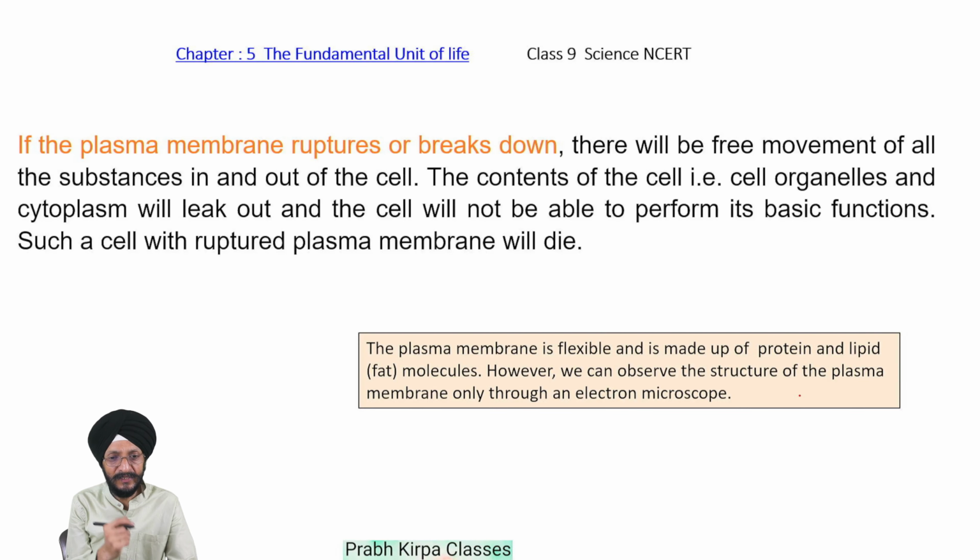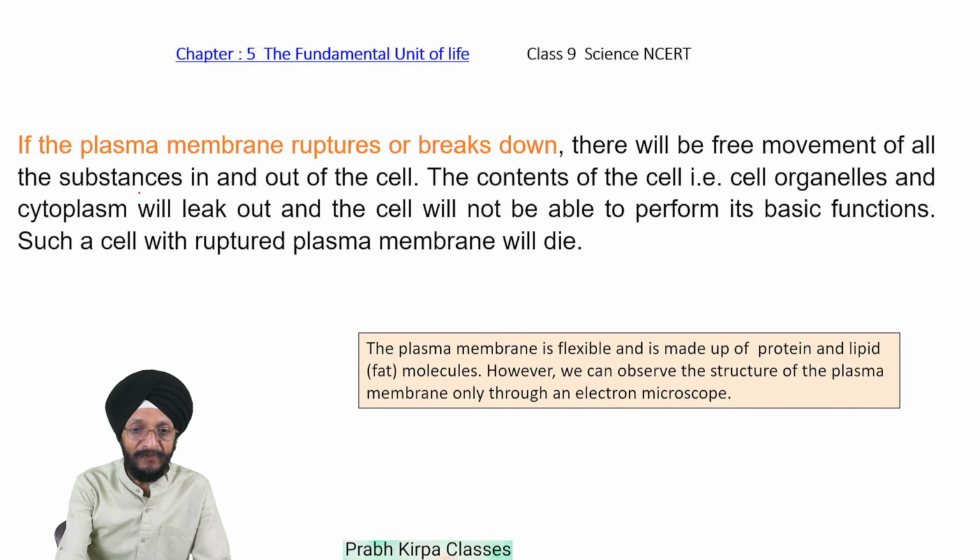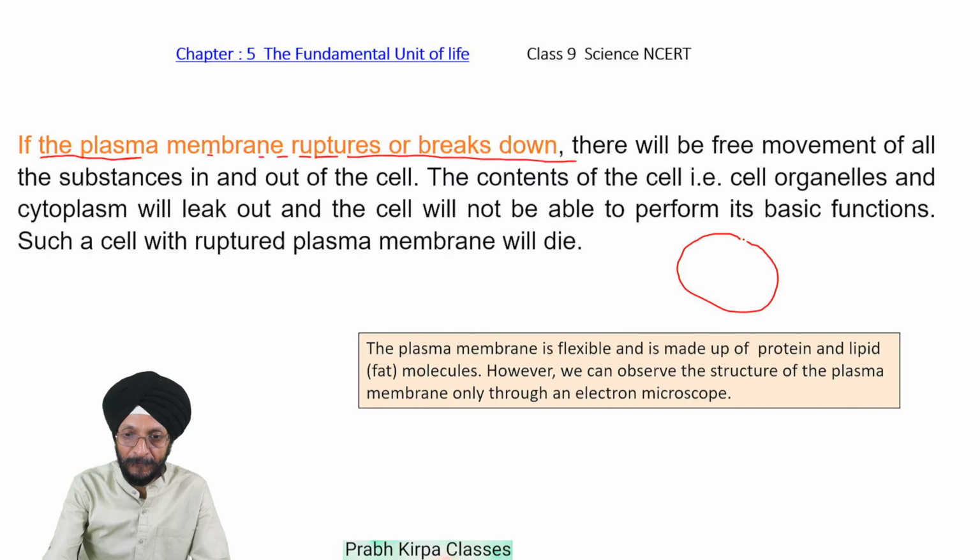Now another question may come in the exam: what will happen if the plasma membrane ruptures or breaks out? You have seen this is the plasma membrane and this is nucleus, this is cytoplasm, and other organelles are found in it, whether it is endoplasmic reticulum, the Golgi body, lysosome or ribosomes. If this outer covering breaks, what will happen? There will be free movement of all the substances in and out of the cell.